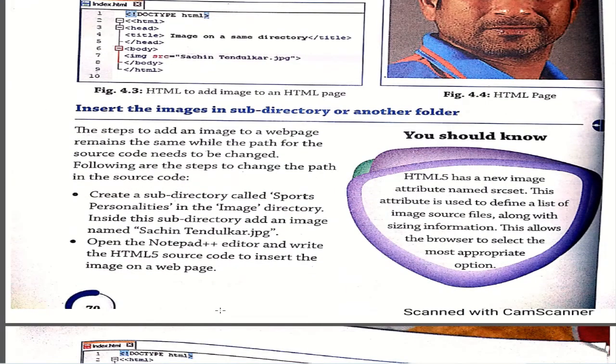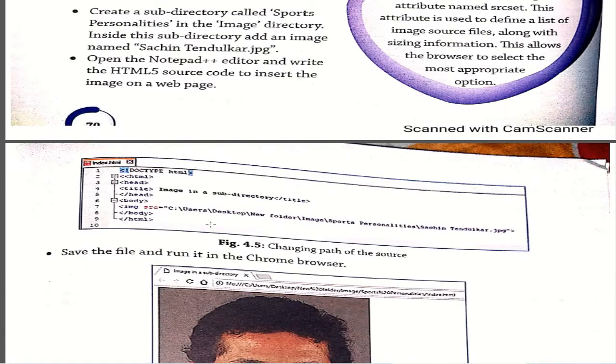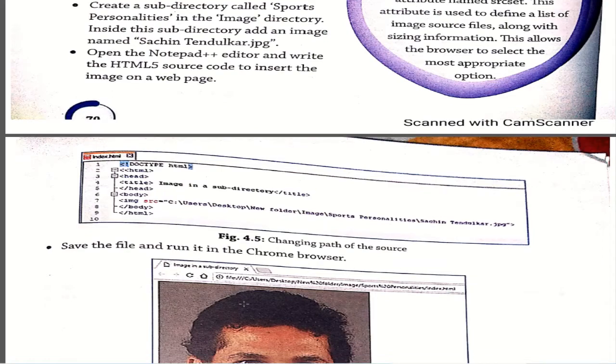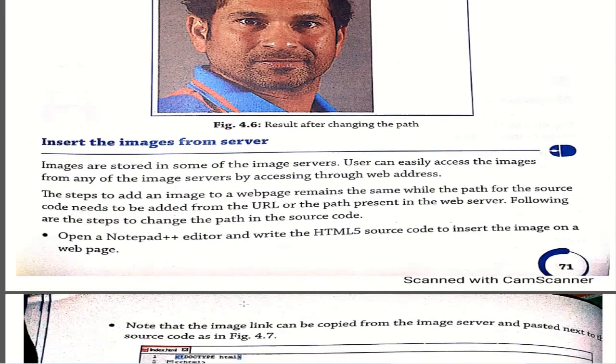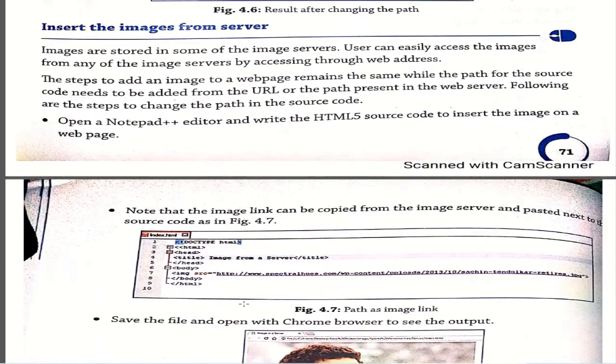Okay, now insert an image from a subdirectory or another folder. For that, the steps to add an image to a web page remain the same, while the path for the source code needs to be changed. Following step: create a subdirectory called sports. Under the subdirectory, add an image, then open Notepad, and write the source code to insert the image on a web page like this. Then save the file with the .html extension and run it with any browser.